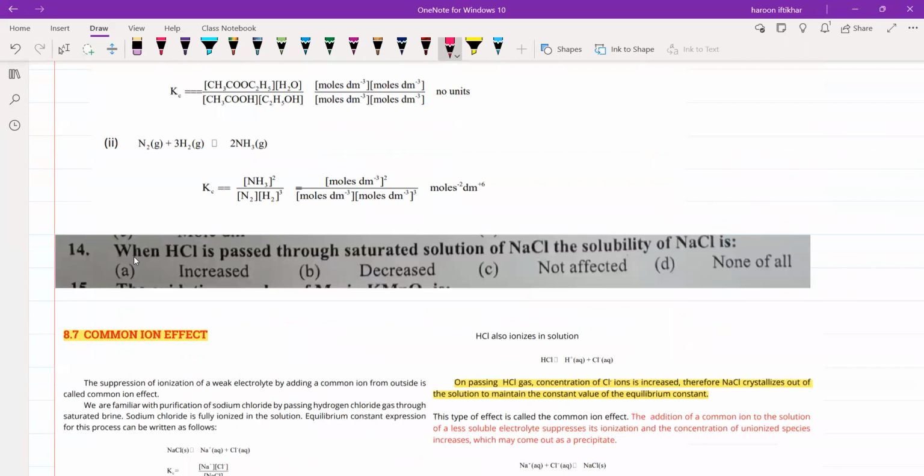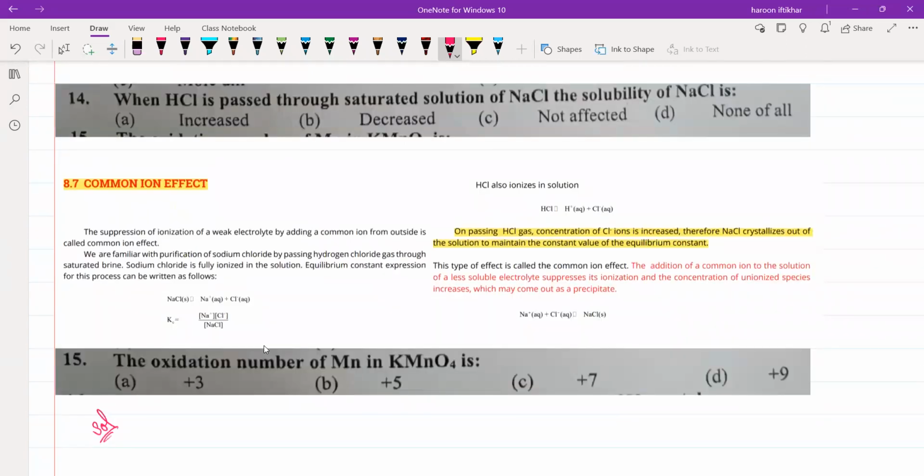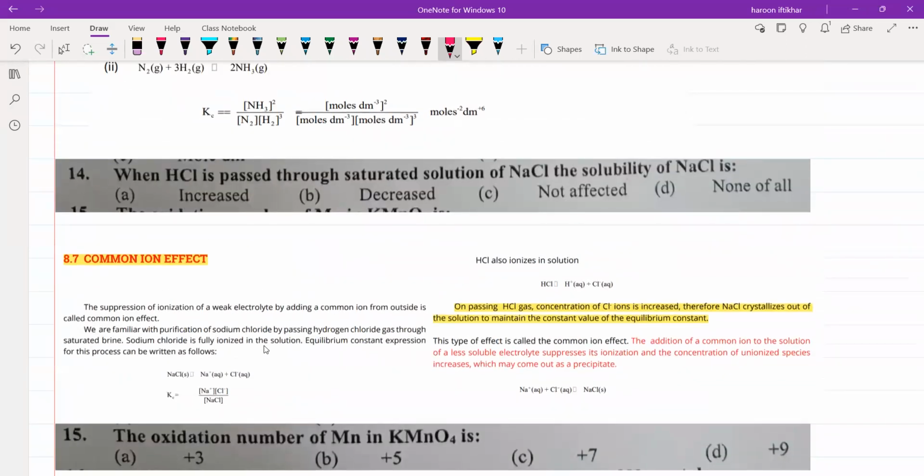Okay, MCQ number 14 is about the passing of HCl gas through a saturated solution of sodium chloride. This is linked with the common ion effect, and we know that in the common ion effect, the presence of a common ion suppresses the ionization. It is actually following Le Chatelier's principle. According to Le Chatelier's principle, if we increase the concentration of product, then the reaction will shift towards the reactants. So when we pass HCl through the solution of NaCl, there will be more products present and the reaction will shift toward the reactants. So the solubility of the compound will decrease.